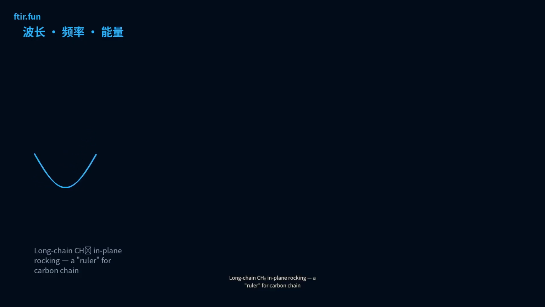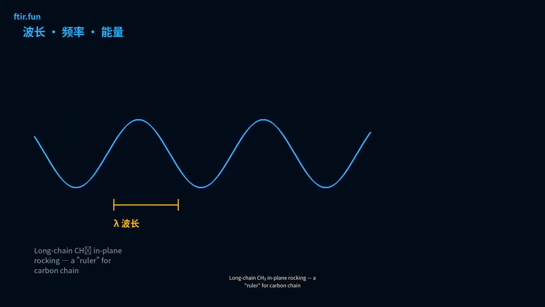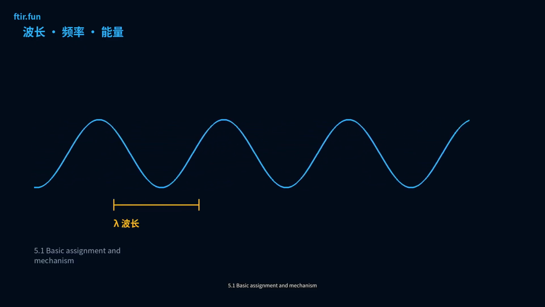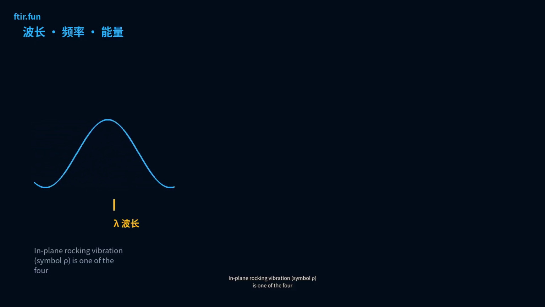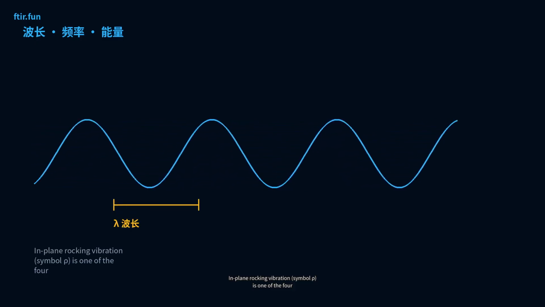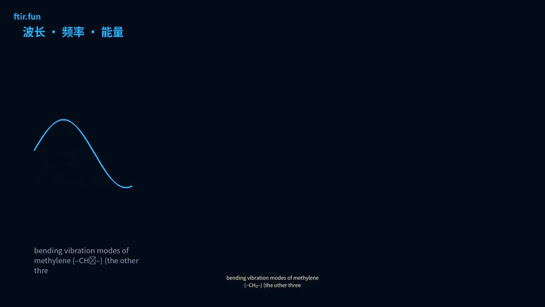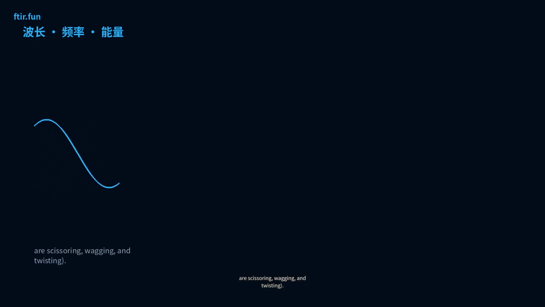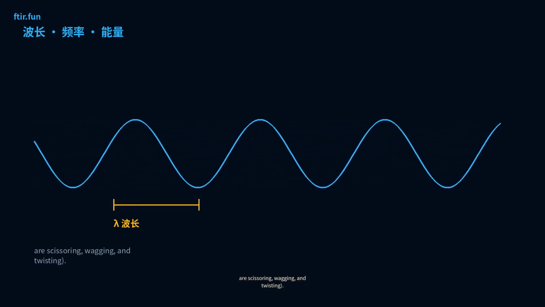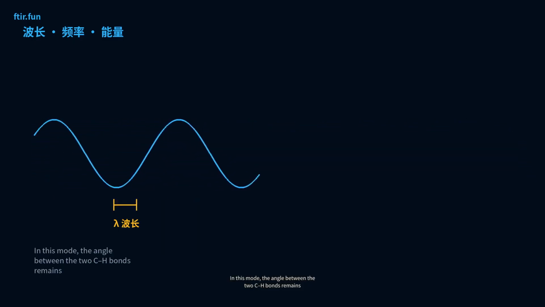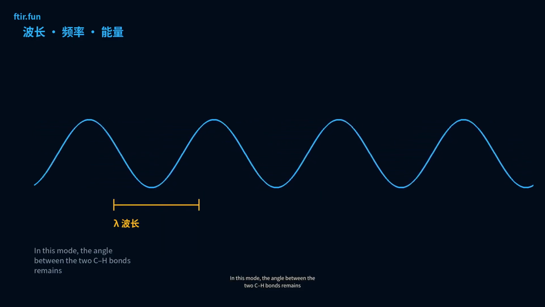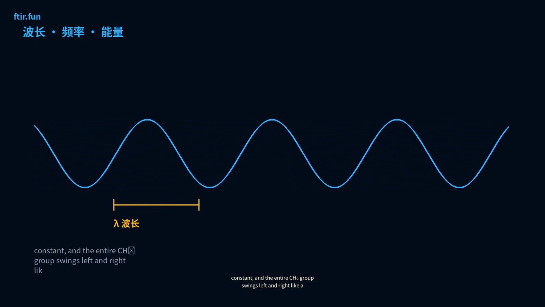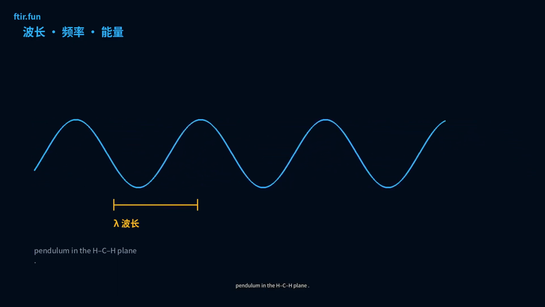Next, long chain CH2 in-plane rocking, a ruler for carbon chain length. Basic assignment and mechanism. In-plane rocking vibration, symbol rho, is one of the four bending vibration modes of methylene, CH2. The other three are scissoring, wagging, and twisting. In this mode, the angle between the two C-H bonds remains constant, and the entire CH2 group swings left and right like a pendulum in the H-C-H plane.